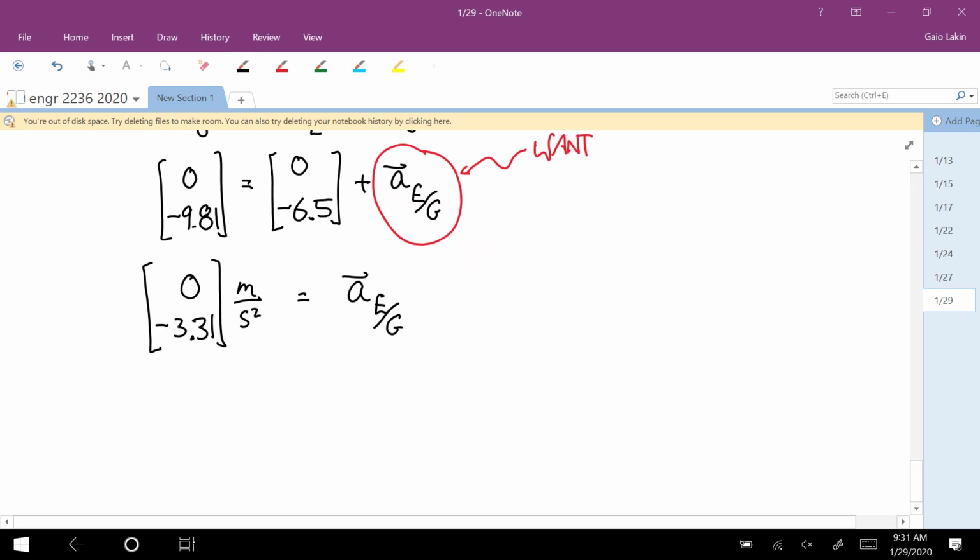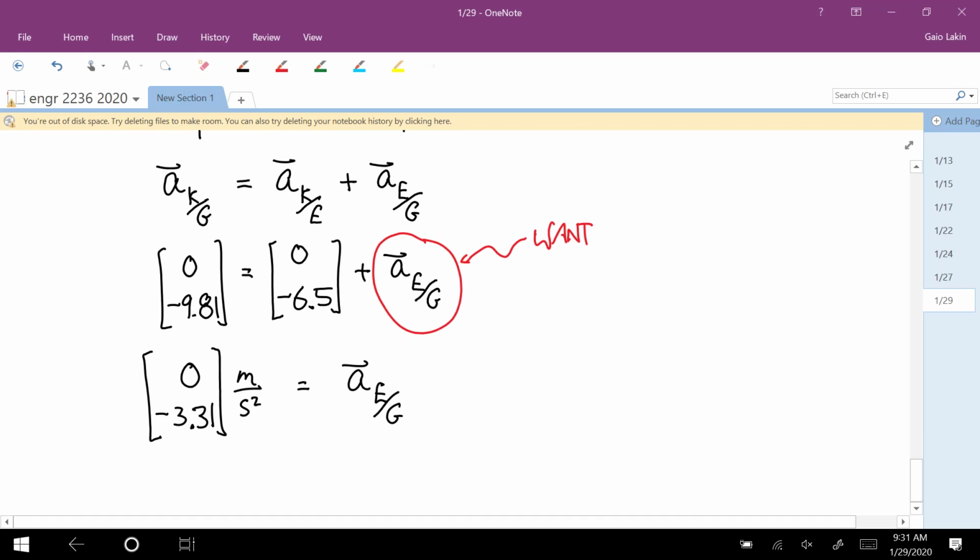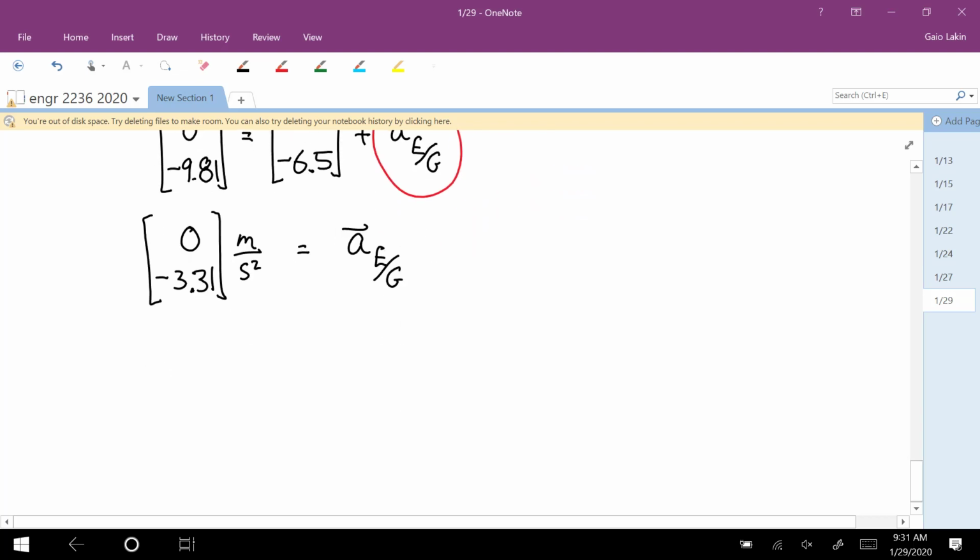Okay. Well, I always think of it as, like I said, the object relative to the ground is equal to object relative to vehicle plus vehicle relative to ground. But you could also do it like this. Remember that we're trying to find the acceleration of the elevator relative to the ground.